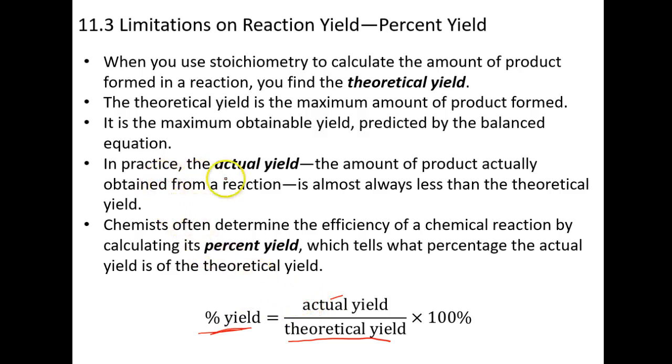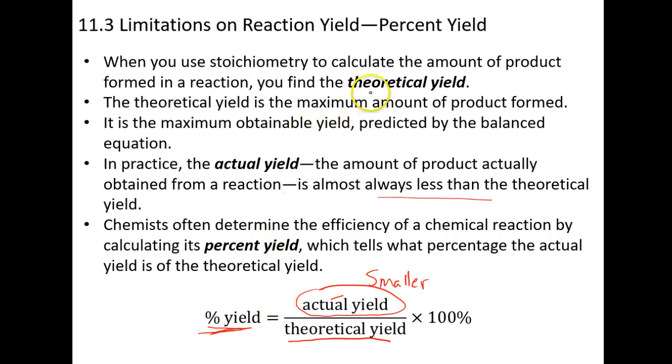So in practice, the actual yield is the amount of product actually obtained from a reaction. And remember, it's always less than the theoretical yield. This number is always going to be smaller. And I hope for those math people, you're like, oh yeah, of course, because a percentage can never be greater than 100%, right? I told you about the conservation of mass. I cannot produce more than what I react. If I have 50 grams of reactants, I can't magically make 60 grams of product. I always have to make another 50.